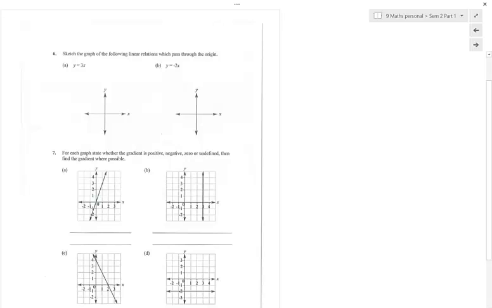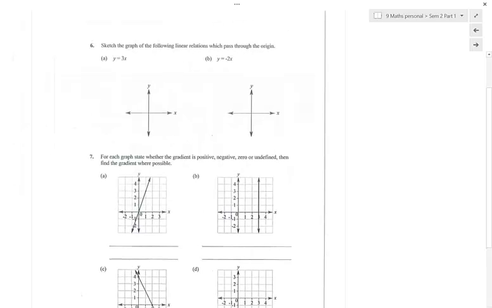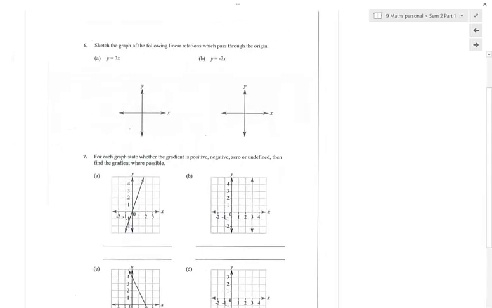It's not that bad. There's also the one sketching through the origin. y equals 3x is just going to look something like this. It's going to be quite steep, isn't it? What's the x and the y-intercept of y equals 3x? What's the x? It's 0. It goes through the origin. So therefore, you'd need to label that it goes through the origin.